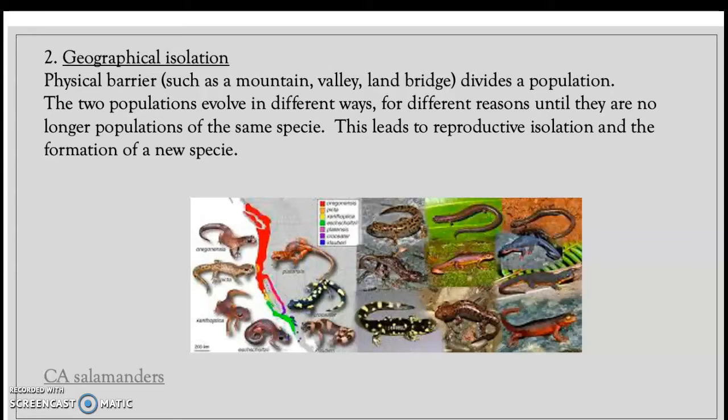Geographical isolation, we've referred to a little bit in the past when we've looked at the founder effect, and that's just basically how organisms get separated. And the two populations, once they get separated, begin to evolve in different ways for various reasons until they no longer recognize each other, whether that be through song or some sort of mating ritual. Or just genetically, they can't produce viable offspring. It leads to the formation of a new species.